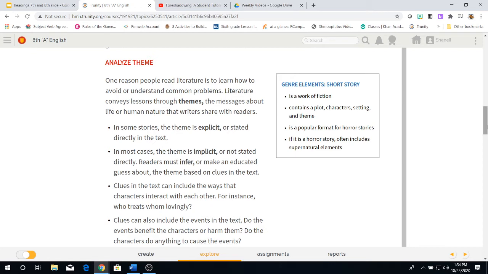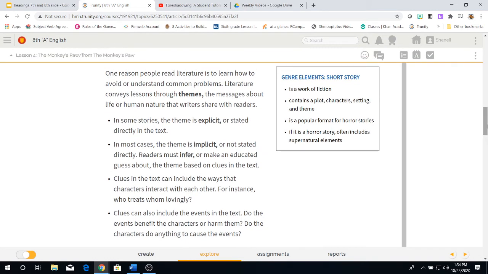This is where you guys, as readers, have to infer and make an educated guess about what the theme is based on clues that you found in the text. Clues in the text can include the ways the characters interact with each other. For instance, who treats whom lovingly? That means who treats each other really well. And clues can also include the events in the text. Do the events benefit the characters or harm them? Do the characters do anything to cause events?